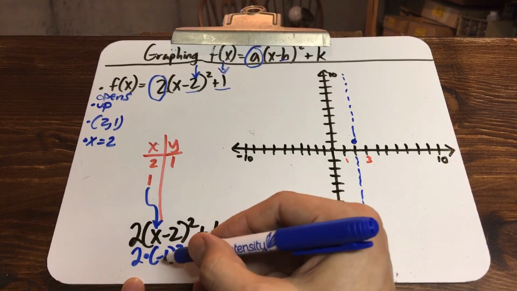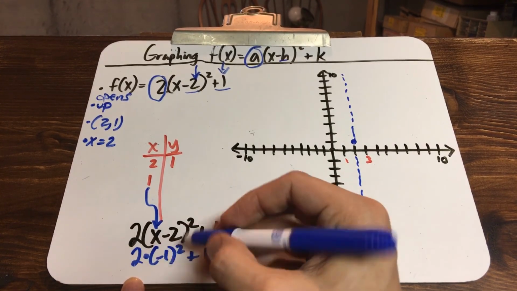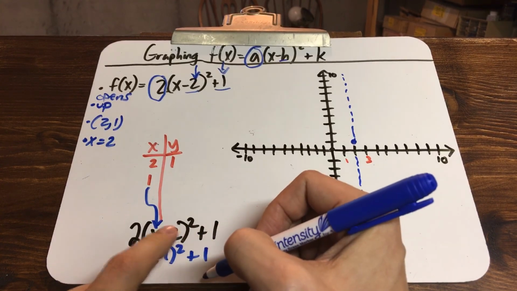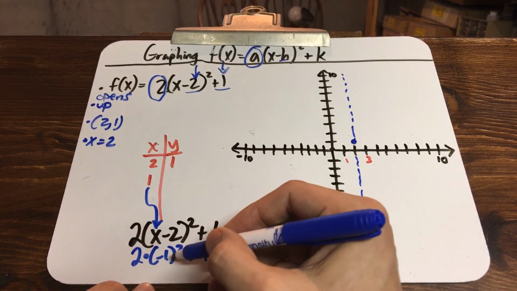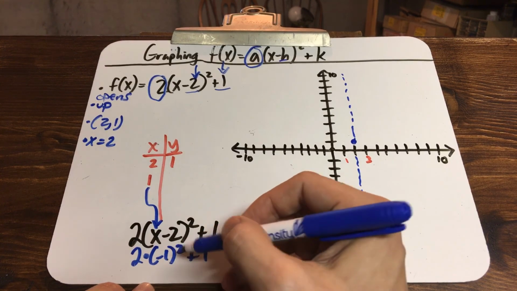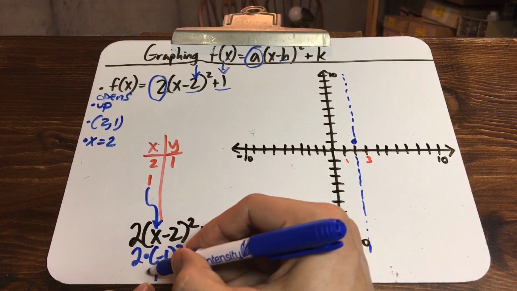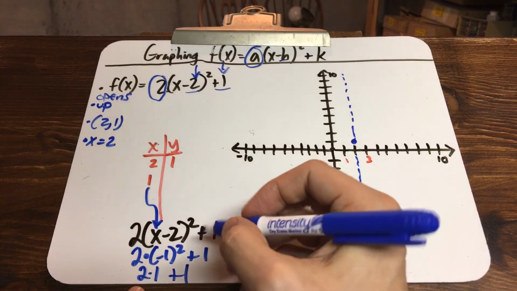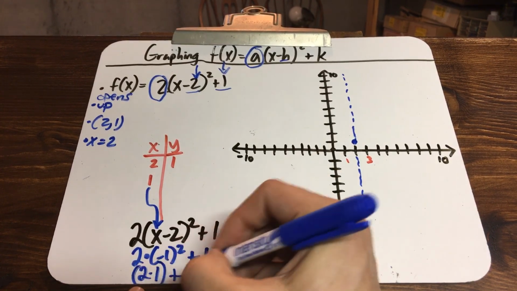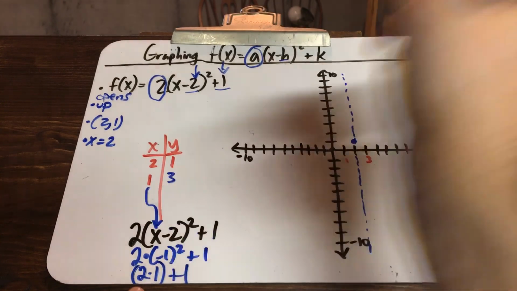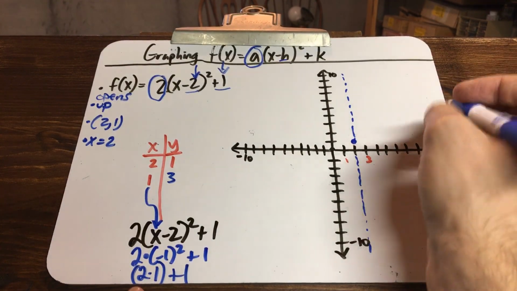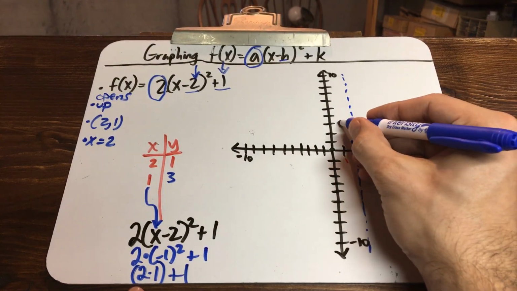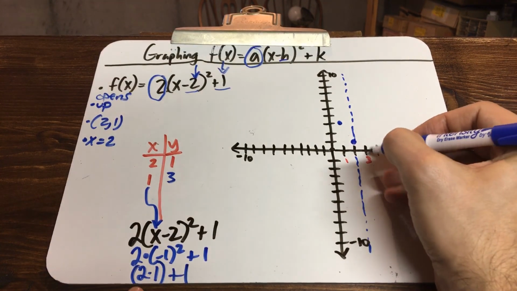Remember, order of operations says you have to do the parentheses first, not the multiplying first, parentheses first, the exponents first, right? Sorry, the exponents is what I should have been saying there. Negative 1 times negative 1 is 1. So I have 2 times 1, that's 2. 2 plus 1 is 3. And so 1 is going to have a corresponding y point of 3. 1, 3.